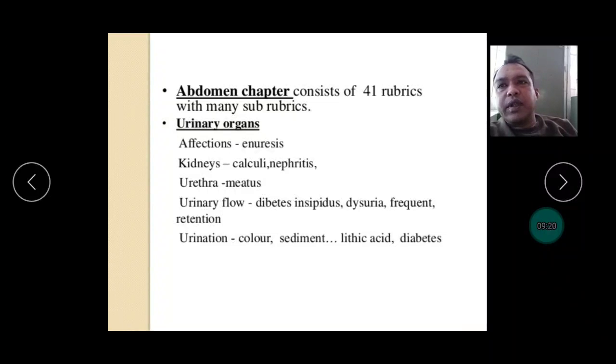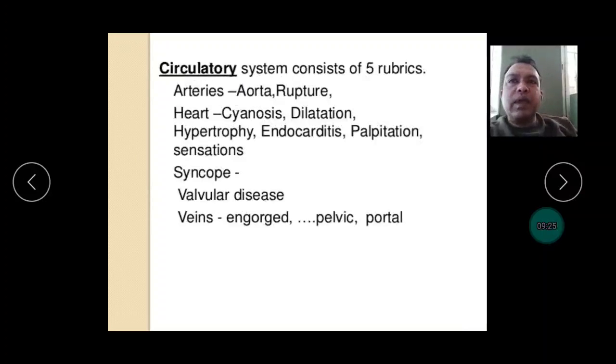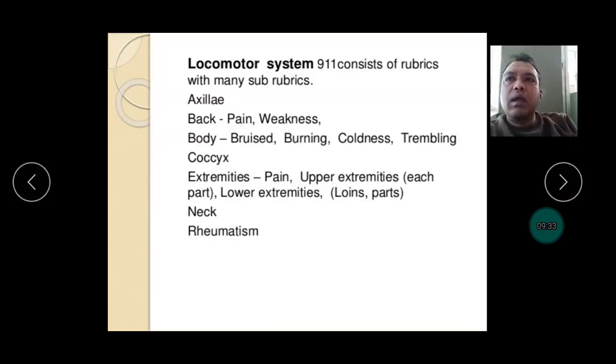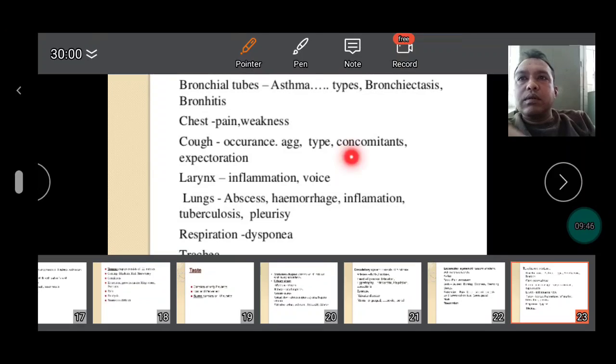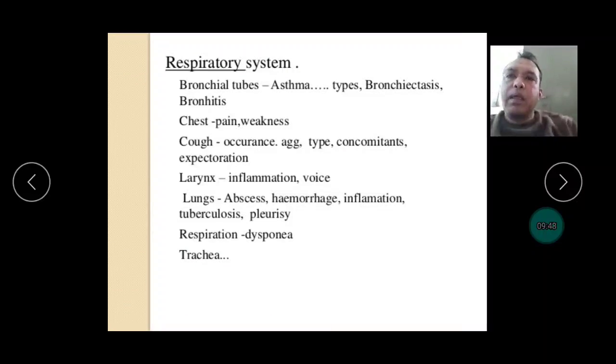Urinary organs, in which kidney, urethra, urinary flow, urination are all arranged in this way. So basically again we have a concept of clinical repertory in mind. So it is basically a clinical repertory, and we will be discussing this clinical repertory like this only. Now again, local immune system consists of 911 rubrics with many subrubrics: axilla, back, body, extremities, coccyx, rheumatisms, etc. And now the respiratory system consists of bronchial asthma, chest pain, cough, larynx, lungs, respiration, dyspnea.